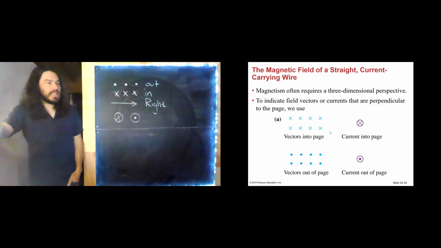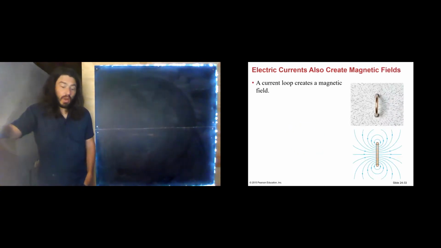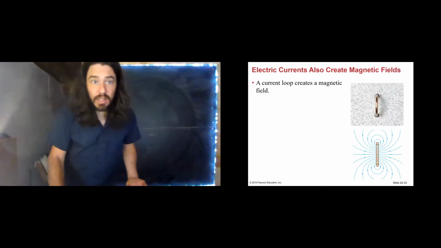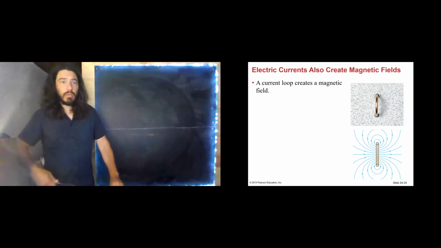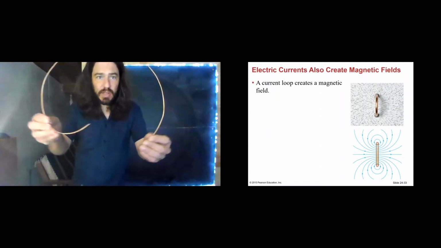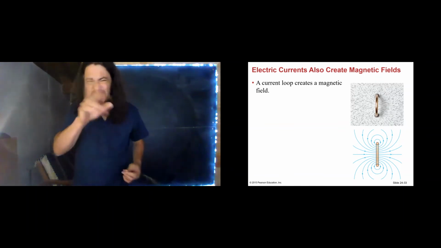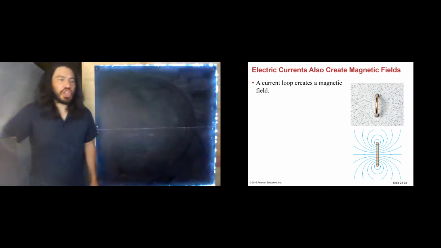Okay, again, we just need a way to draw those vectors when they aren't existing in a two-dimensional world. Okay, so if a long straight wire creates a magnetic field, well, what happens if I take that wire and bend it into a loop? Guess what? That creates a magnetic field too. It just has a little bit of a different shape.